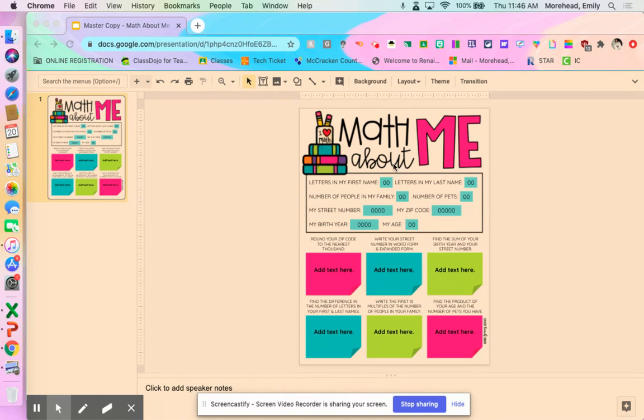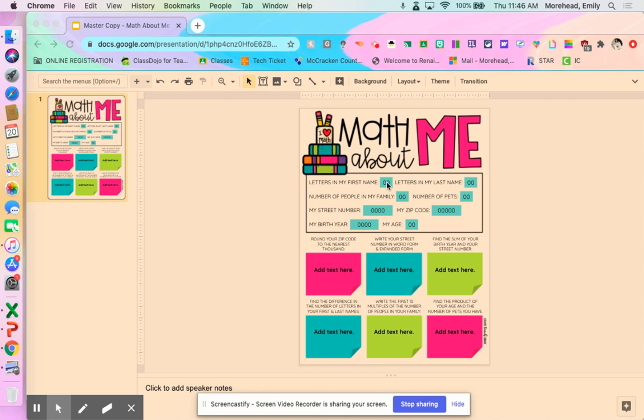The first thing that I want us to do is look at this top part here. See where it says letters in my first name? That's the first one we're going to look at. I'm going to fill in what I would fill in if I were completing this. You're going to fill in what you would fill in. So if your name was Hannah, that would be 6 letters. So that's what you would put there.